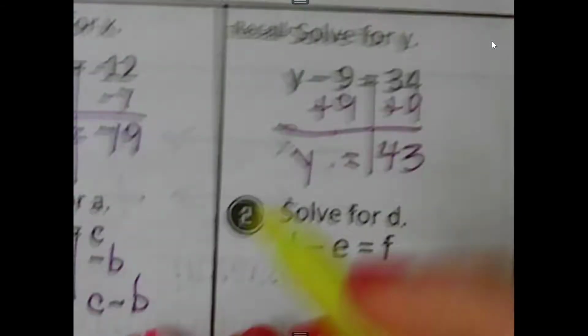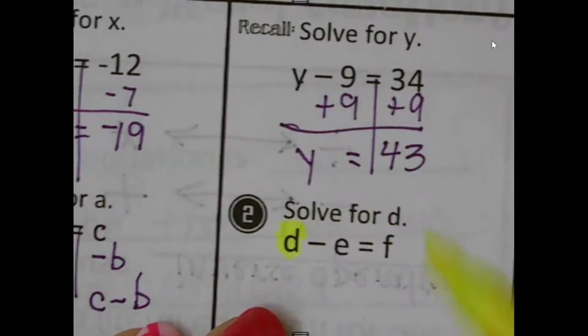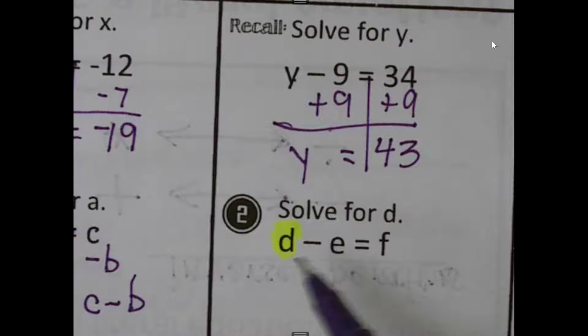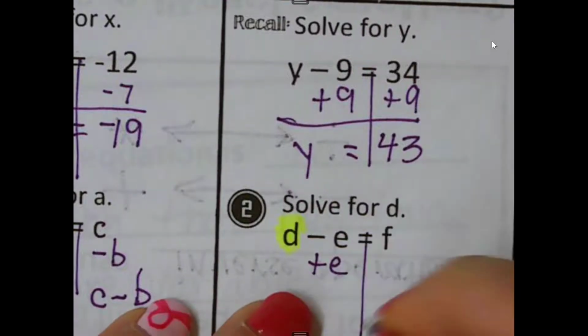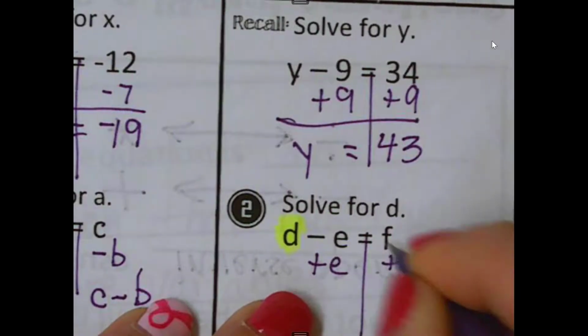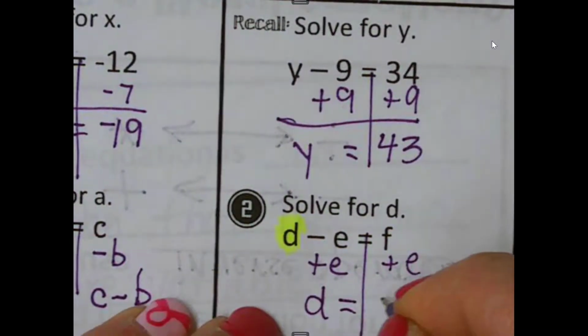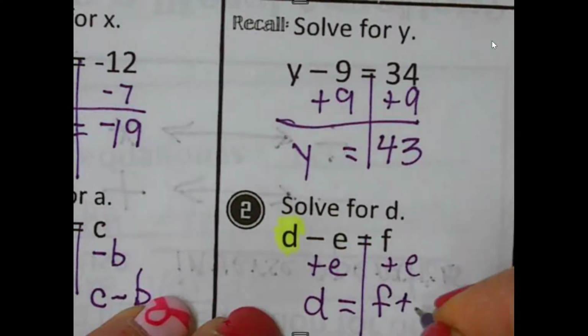Same thing here. We're going to solve for d. So I highlight that. To get d isolated, we are going to do the inverse of minus e, which is to add e. Again, these are not like terms. Final answer, d equals f plus e.